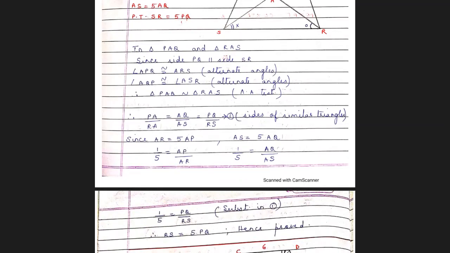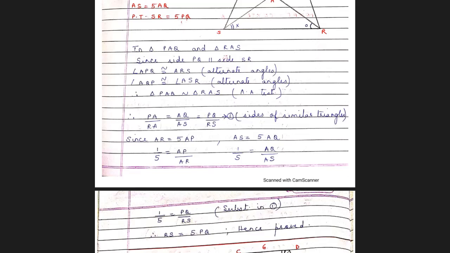Now, 1 upon 5 is AP upon AR. Now, what have I done? I have got that AR below AP and I'm taking 5 to the other side. When I take AR below, the number 1 remains there. This 5, when it goes down, goes to the denominator, gives me 1 by 5. So, 1 by 5 is equal to AP by AR.